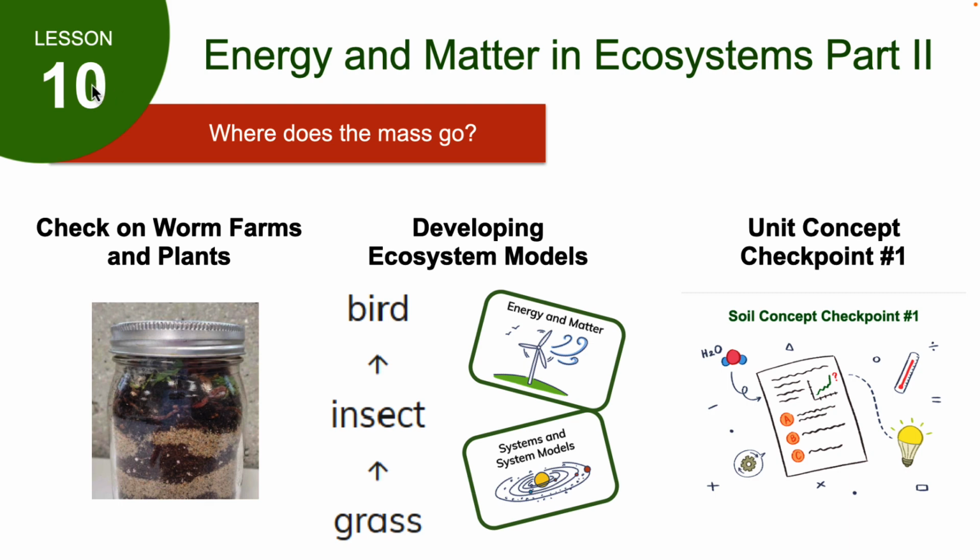In the next lesson, students start by checking on their worm farms and plant experiments. Then students develop models of how energy and matter move through the components of an ecosystem. We guide the students through an example first, and then they develop their own models, always thinking about where does the mass go? Finally, students participate in the unit concept checkpoint number 1, which is a formative assessment consisting of multiple choice questions written to probe student misconceptions about the topics that we've learned so far.